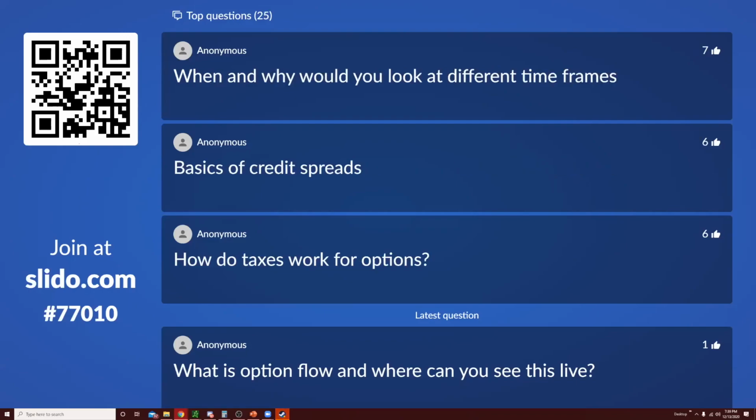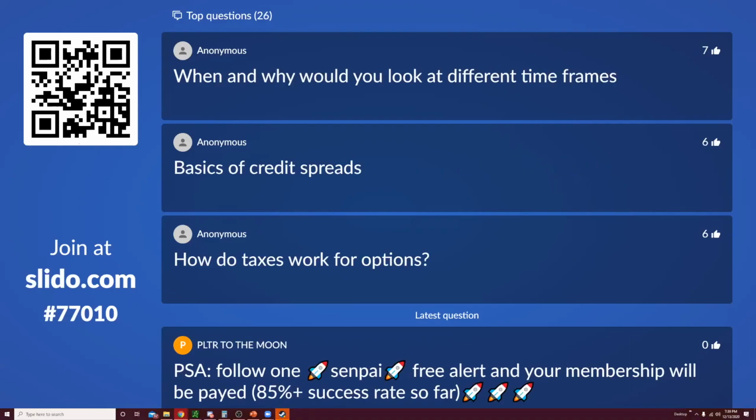Sweet. Well, when and why would you look at different time frames? Well, the first thing is, generally speaking, when you're charting a play, you want to start big to small. So if you are looking at Apple, for example, and trying to think of a potential position, you start on a larger time frame. Let's say the monthly time frame or the weekly time frame to get an idea of how it's been moving in the past 5 or 10 years.